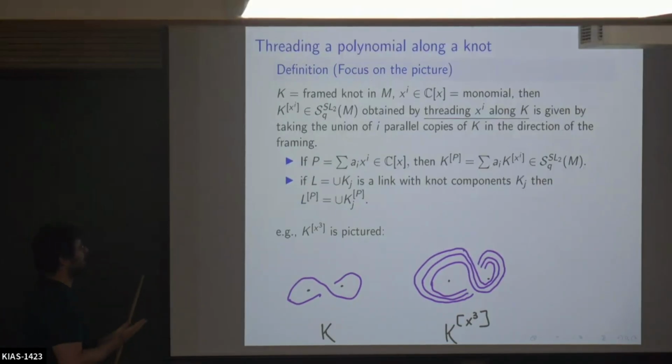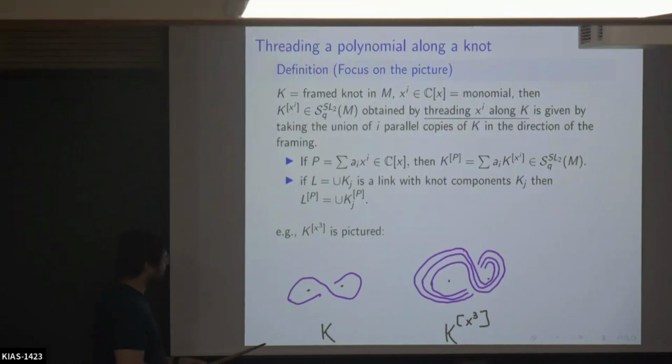So I want to explain how to replace knots with polynomials, and knots in general. We're starting off with a framed knot, and we have some polynomial, and I want to tell you how to thread a polynomial along that knot. But I have to tell you how to thread a monomial along a knot, and then we'll extend that linearly.